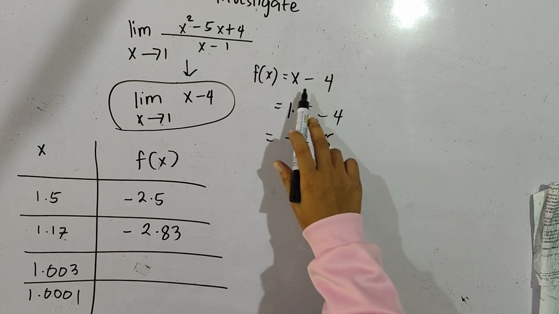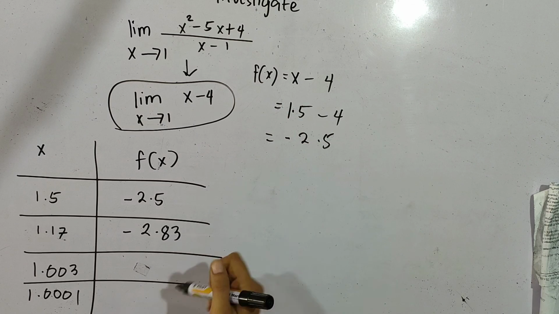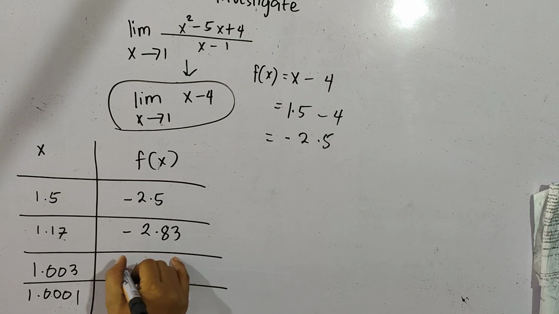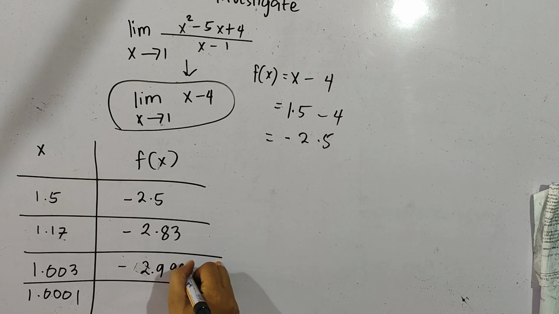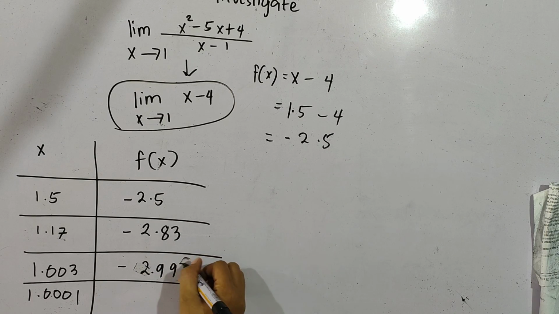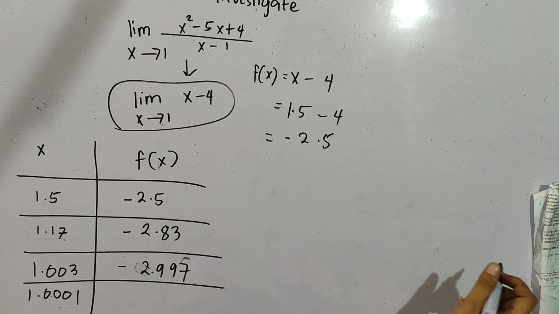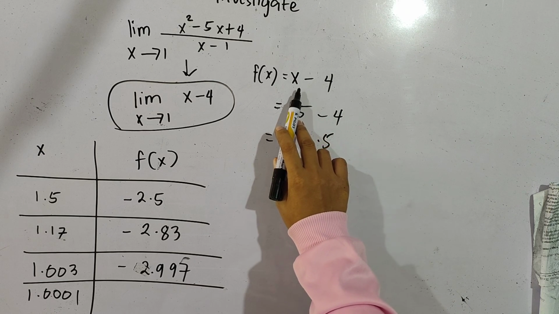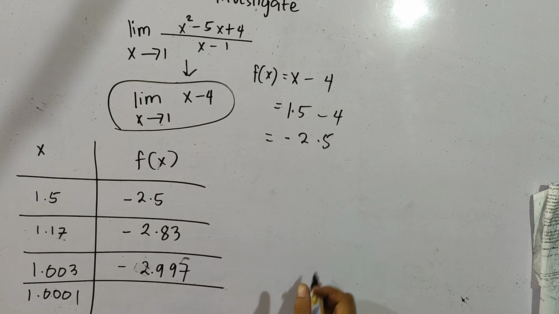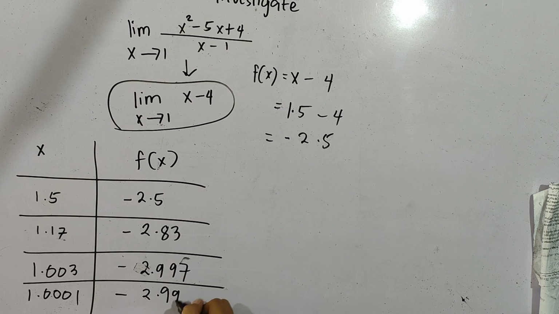Substitute. 1.003 minus 4 is negative 2.997. And then, how about 1.0001? 1.0001 minus 4 is negative 2.9999.